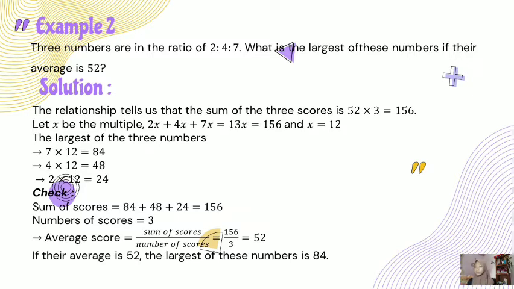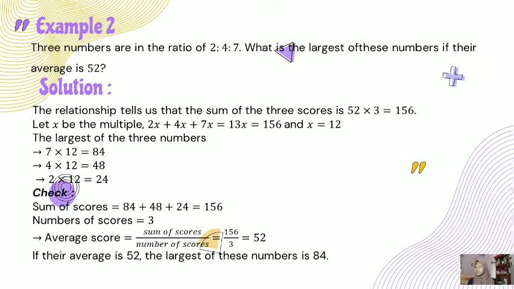And example 2: 3 numbers are in the ratio of 2 to 4 to 7. What is the largest of these numbers if their average is 52? And the solution: the relationship tells us that the sum of the 3 numbers is 52 times 3 equals 156. Let x be the multiple. 2x plus 4x plus 7x equals 13x, so 13x equals 156 and x equals 12.